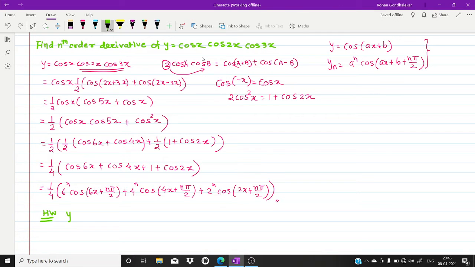Homework question. Y is equal to sin square x into cos cube x. Now the question comes, what procedure will you follow? Okay, let's see. I will provide you the solution. You try this problem. I'll try another one, which is quite interesting.